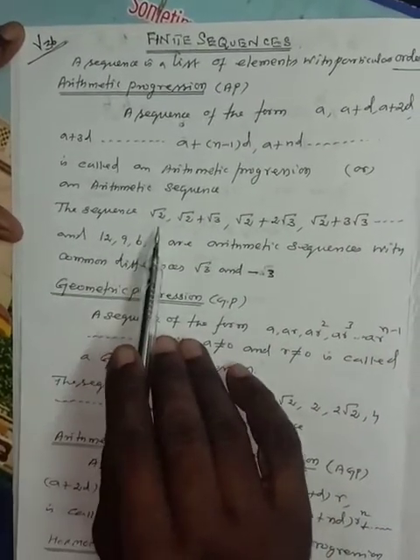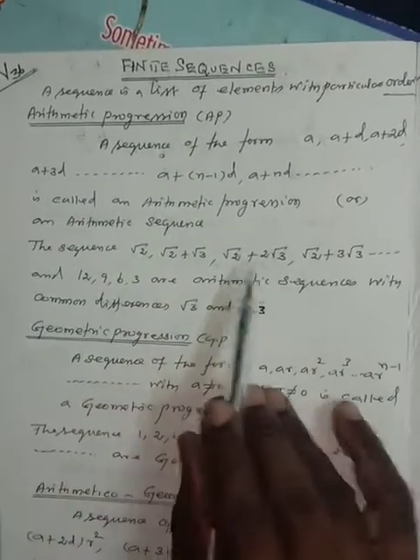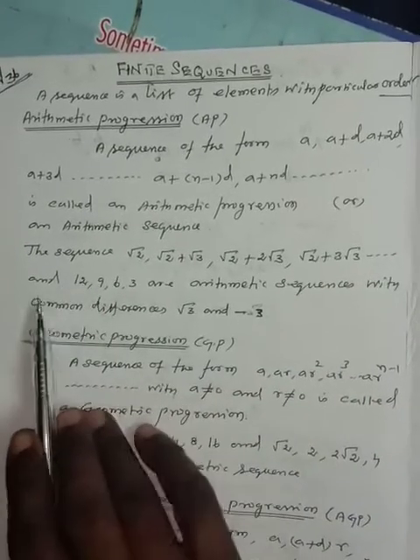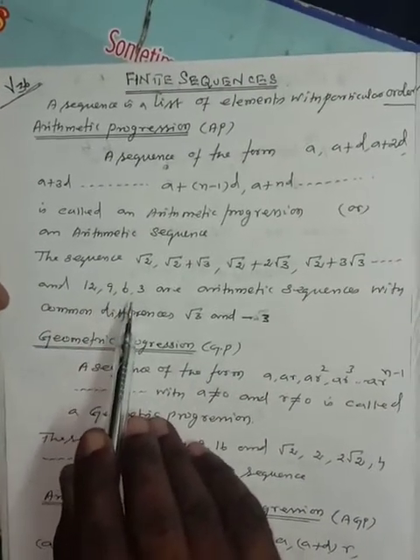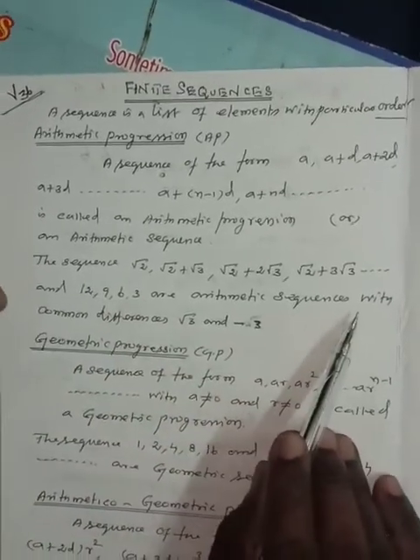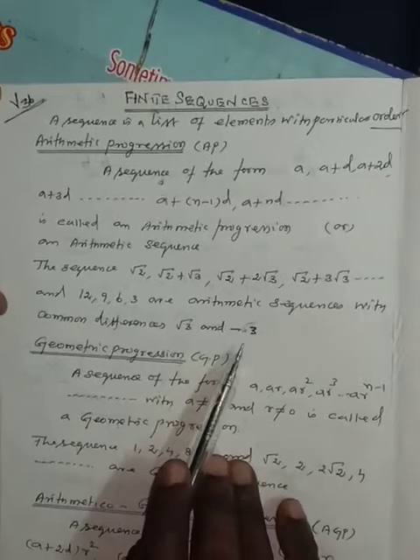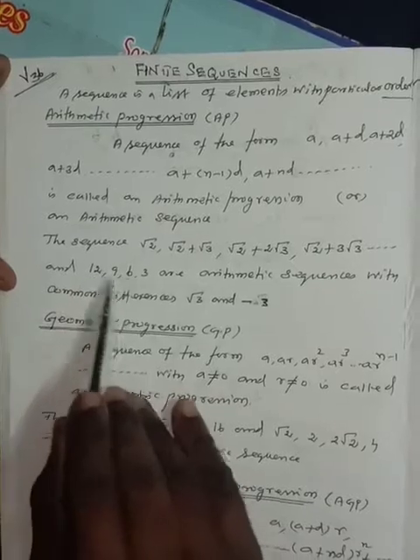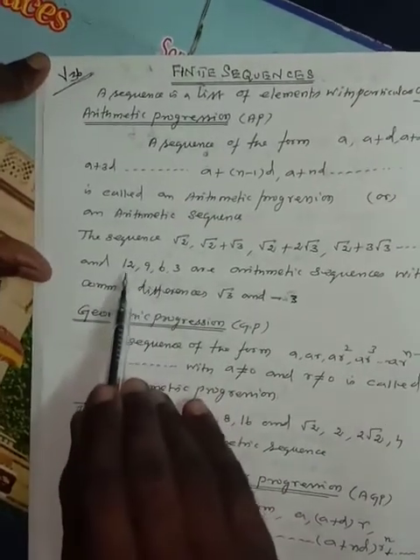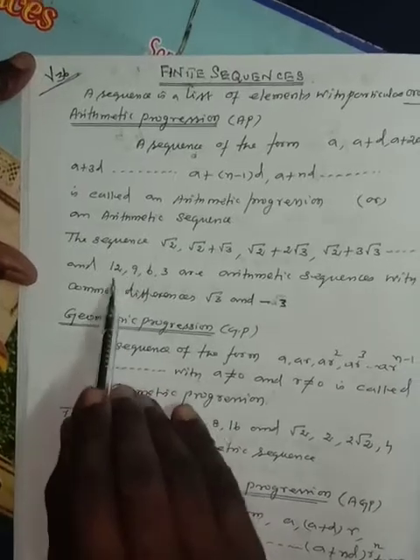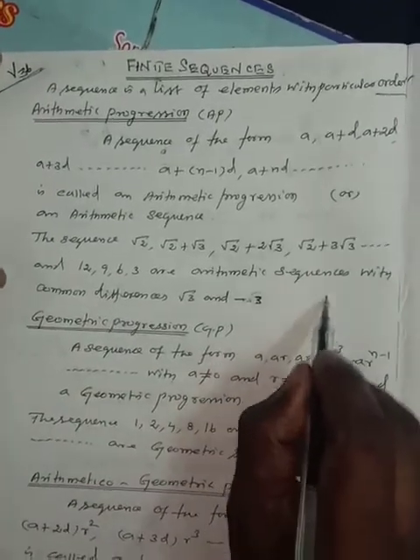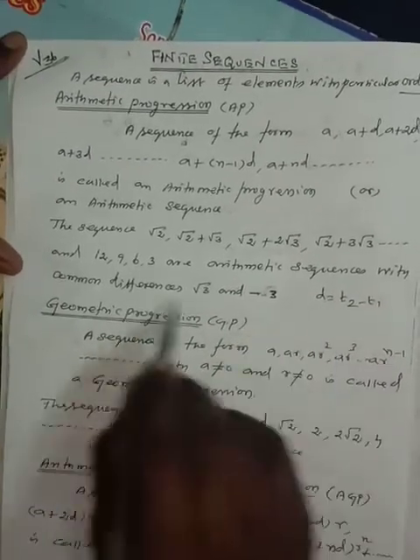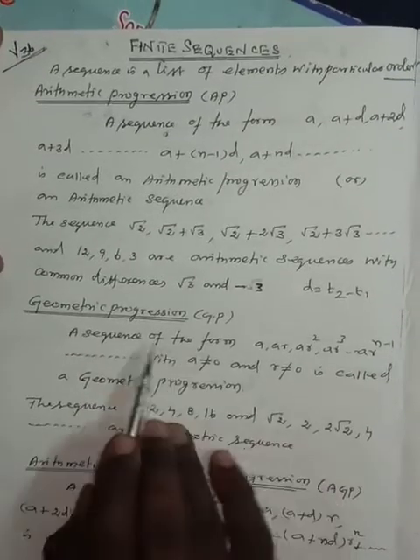The sequences root 2 plus root 3, root 2 plus 2 root 3, root 2 plus 3 root 3 and so on, and 12, 9, 6, 3 are arithmetic sequences with common differences root 3 and minus 3. Here minus 3 is the common difference, second minus first. T2 minus T1 is 9 minus 12. T2 minus T1 is the common difference. Therefore, negative 3.